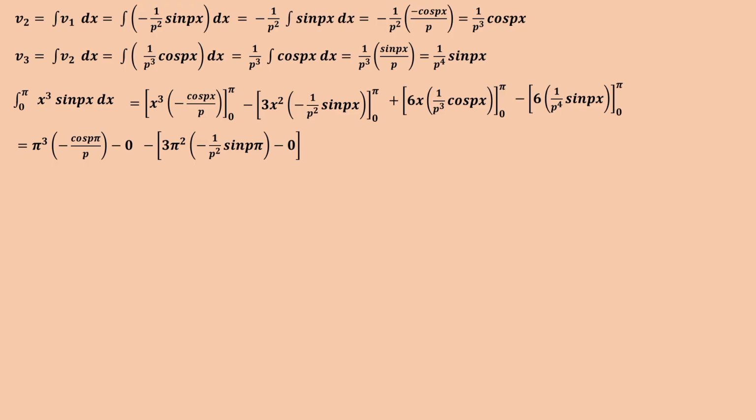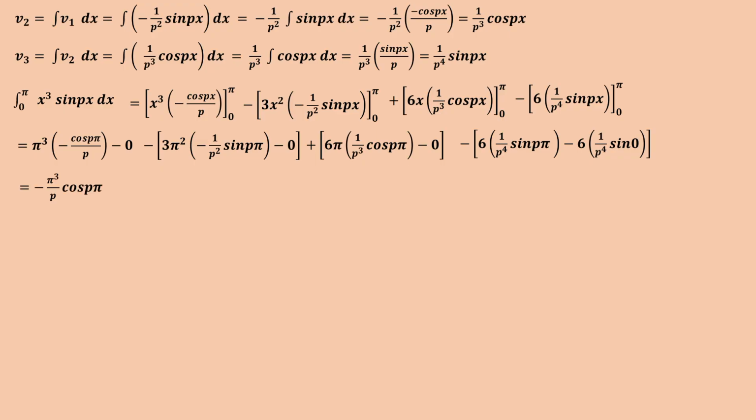Then the third term plus 6π·(1/p³)cos pπ, then 0 into something, because we are putting x equal to 0, right? 6 into 0 into something, that is why it is 0. Then the last term: minus 6·(1/p⁴) sin pπ minus 6 into (1/p⁴) sin 0.